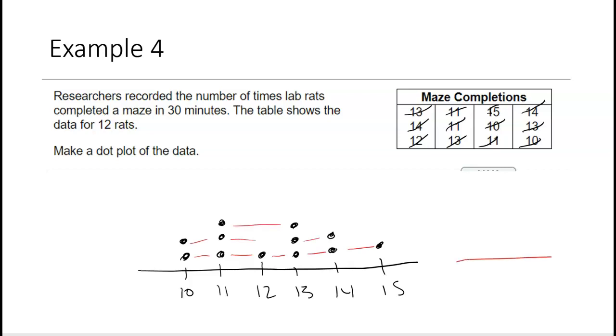Because if we did something like this was 1 and this was 1, that would look like they weren't the same, or this was 2 and that was 2. So you want to try to keep your dots the same size and kind of in line with each other. And that's our dot plot. We might say maze completions, just to make sure we have a title.